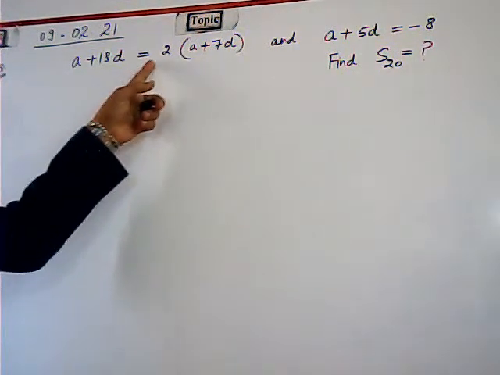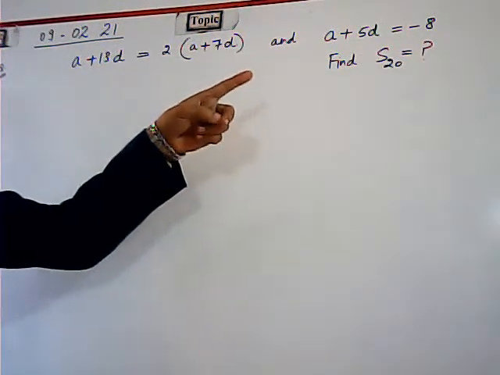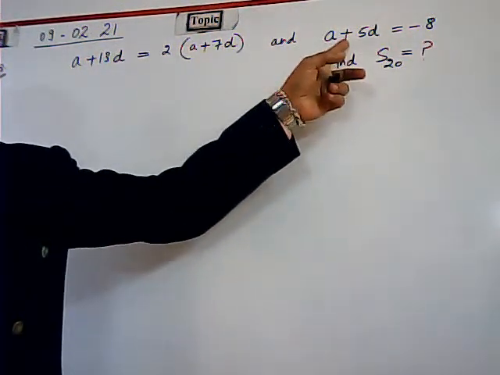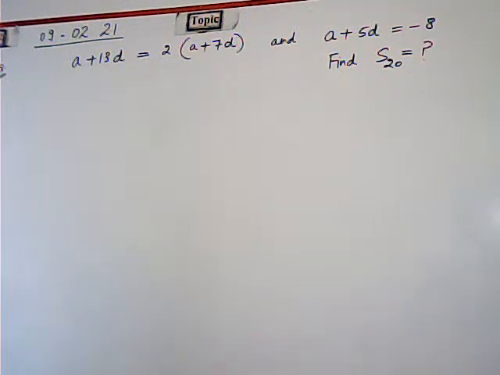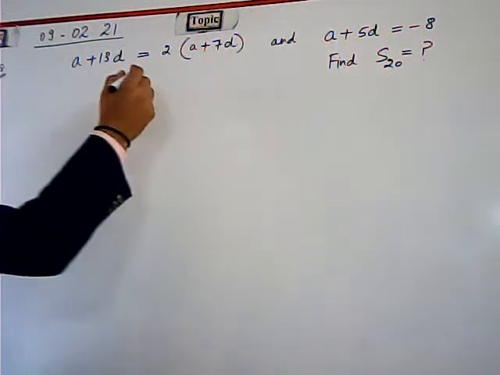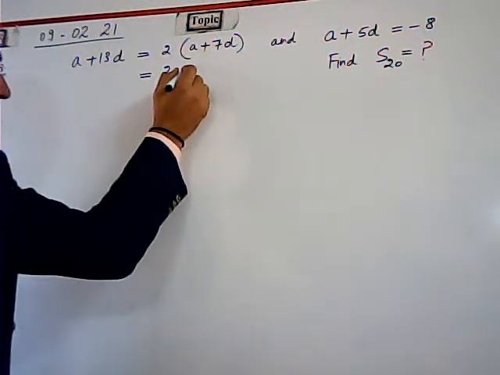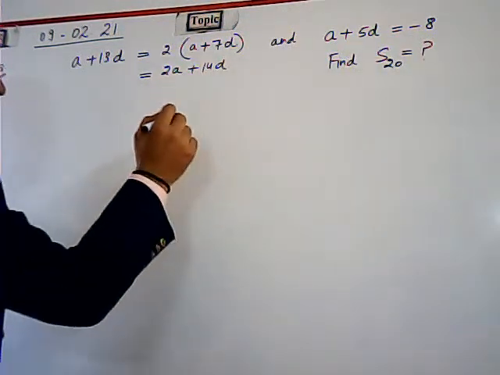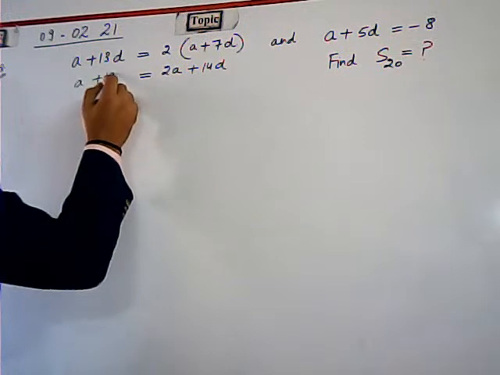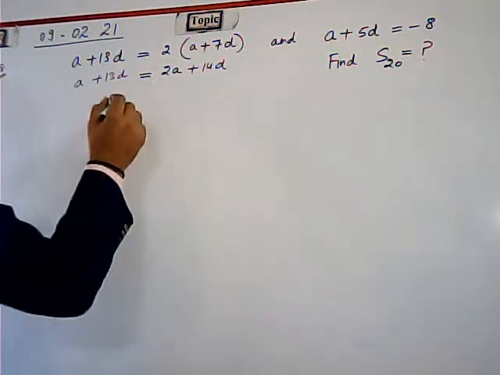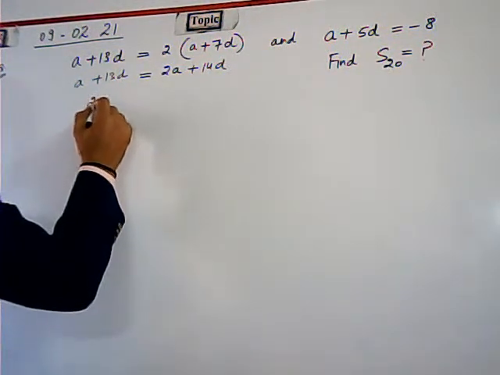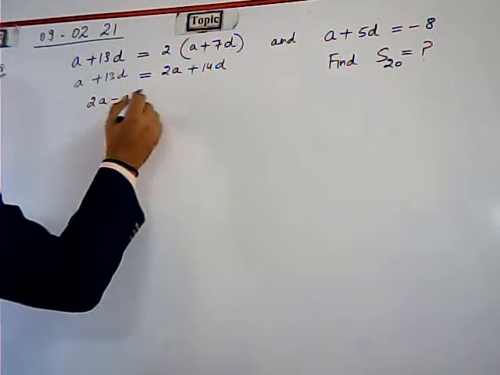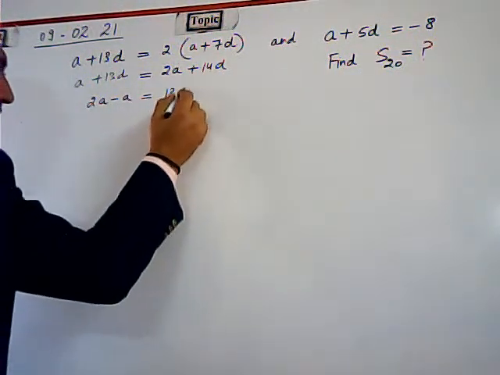The 14th term is equal to 2 times its 8th term, and the 6th term is equal to minus 8. Find the sum of first 20 terms. Right? So here, when we open the bracket, we have twice of a plus 7d, that is 2a plus 14d. Right? And a plus 13d. So when we subtract, we have 2a minus a is equal to 13d minus 14d.